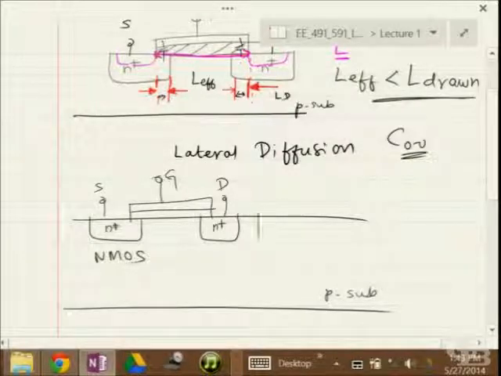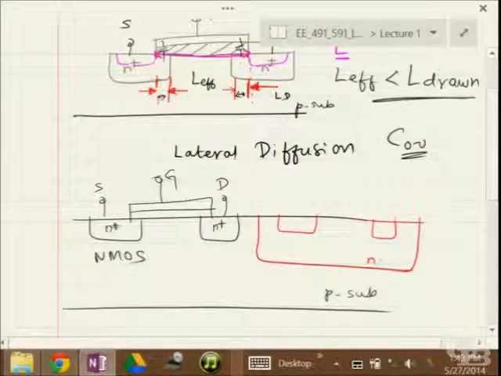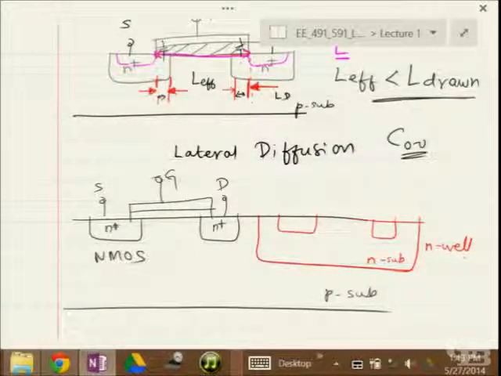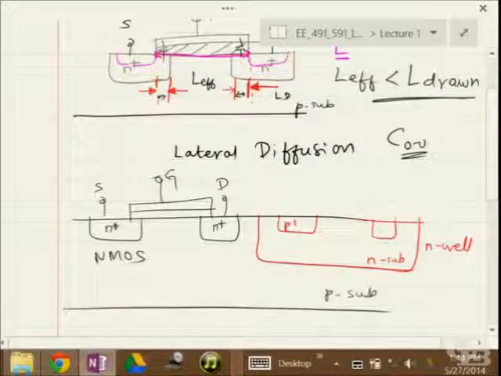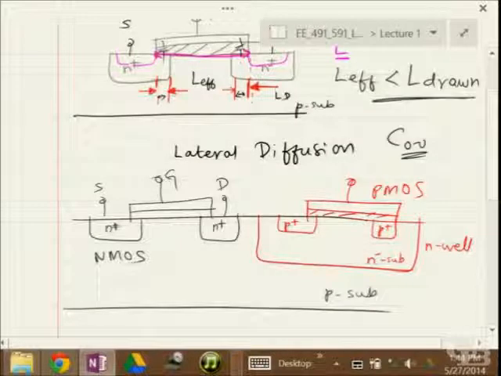Create a well. Okay, so almost like create a local substrate. This is called N well. All right, on the P substrate, create a little region to isolate my PMOS that I want to fabricate. Okay, so in that I can have my P plus regions and then fabricate my PMOS transistor as if I were fabricating it on N substrate.